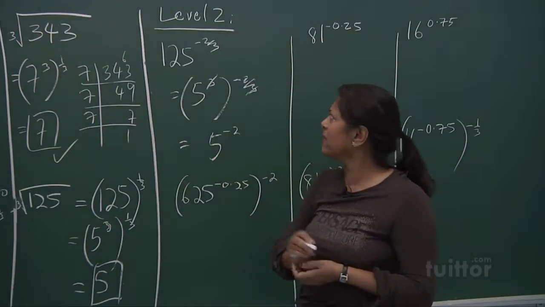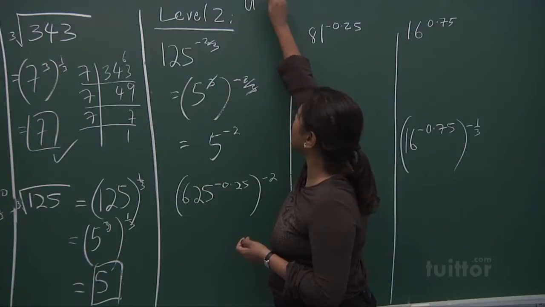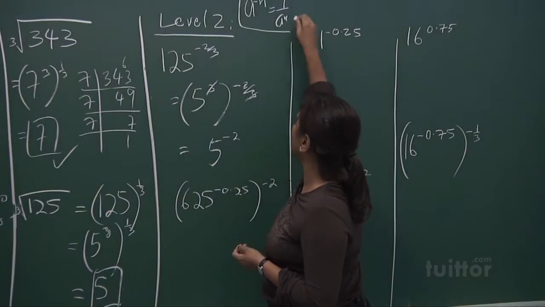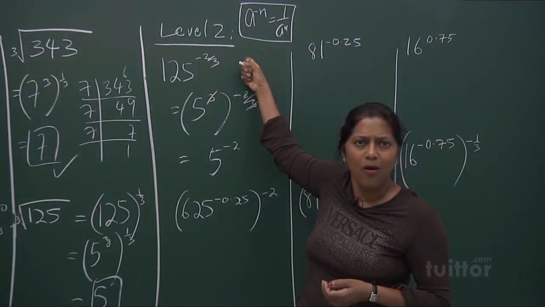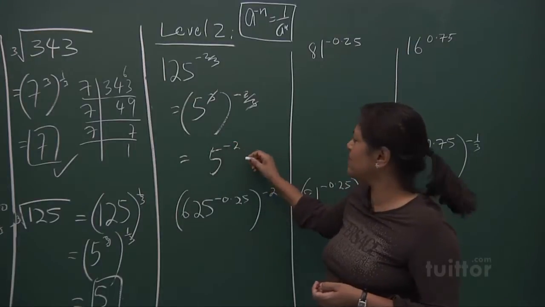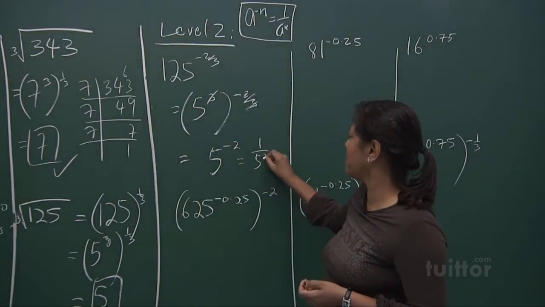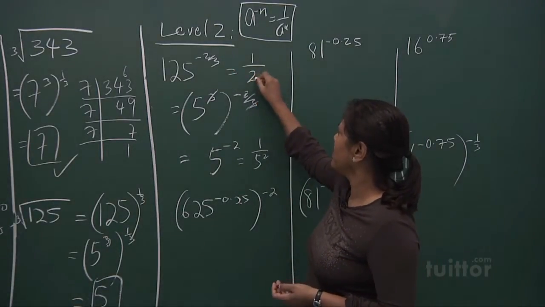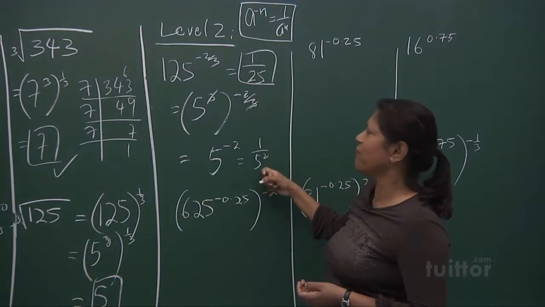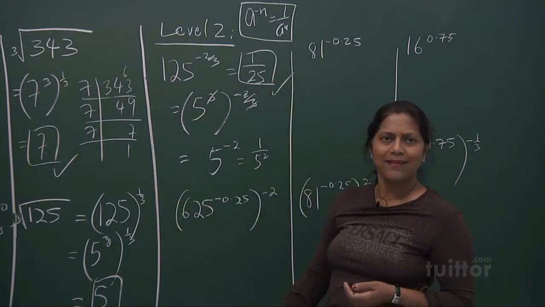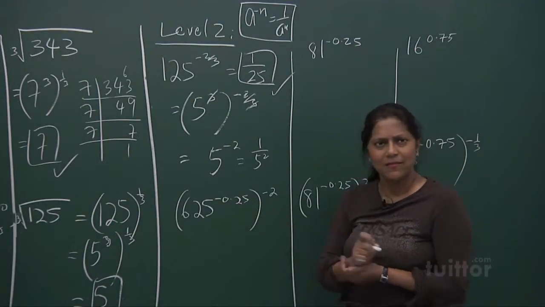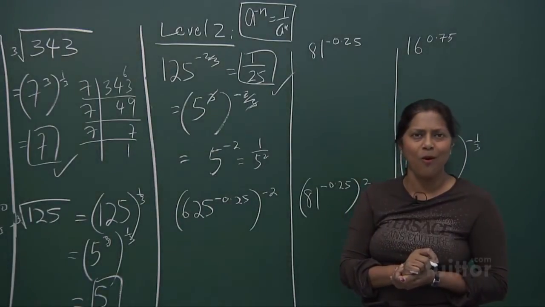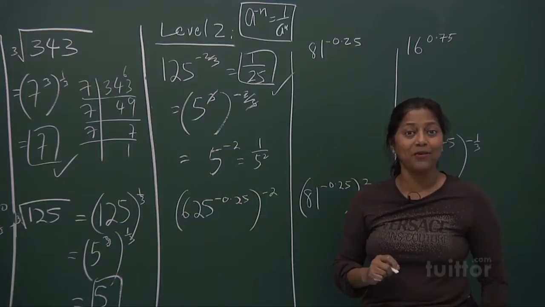Remember what we did the other time, the laws of indices? a to the power of minus n is 1 over a to the power n. Apply this law. 5 to the power of minus 2 is 1 upon 5 squared. And that answer is 1 upon 25. 5 squared is 25. We've got that. Right? Now look at this. 625. If we use prime factorization like what we did earlier on, and you break it down, try it out.